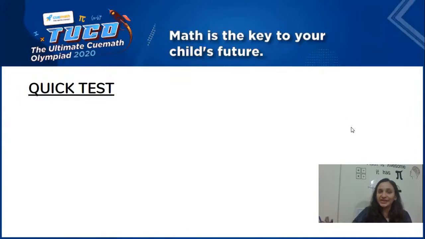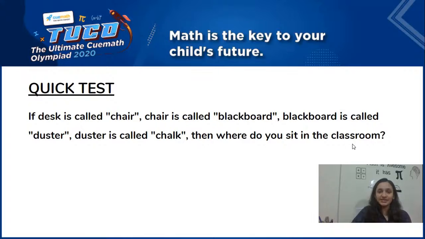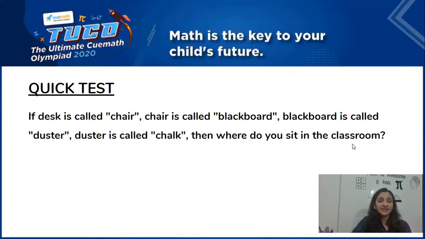Okay, so before we dive into the core concept of coding and decoding, here's a quick test. It's like a pre-test to see whether you have that knack of solving these types of problems or not. And if not, then definitely we'll cover that in today's masterclass. The question is: if a desk is called chair, chair is called blackboard, blackboard is called duster, duster is called chalk, then where do you sit in the classroom? You can try to answer this question and put your answers in the comment section.